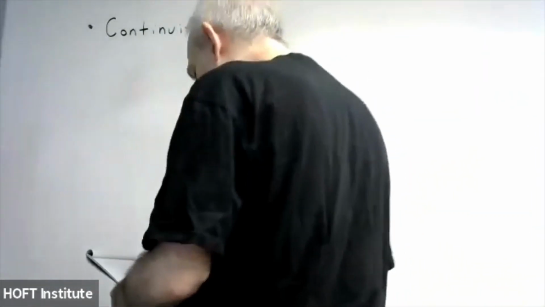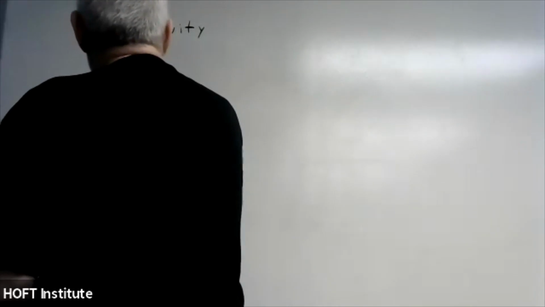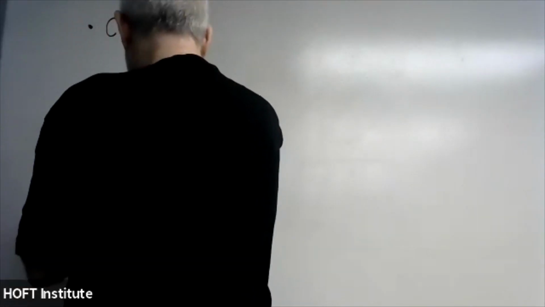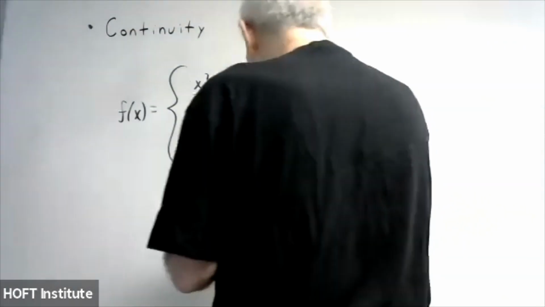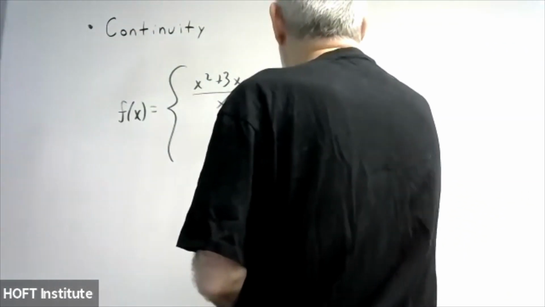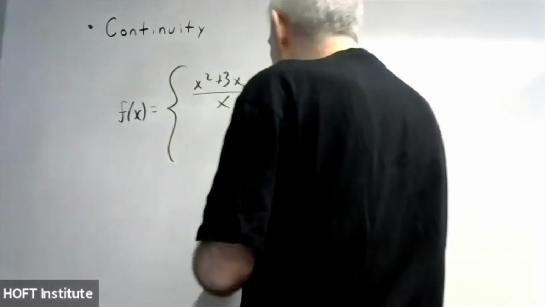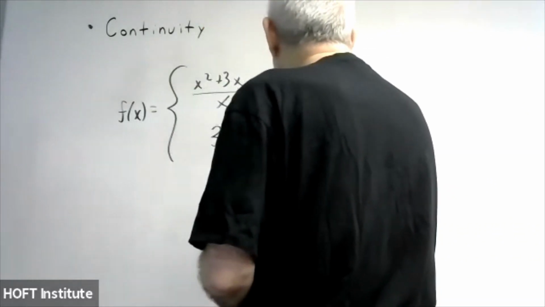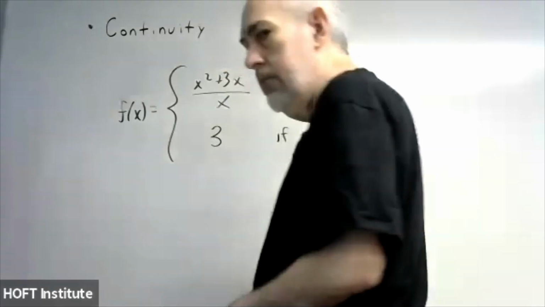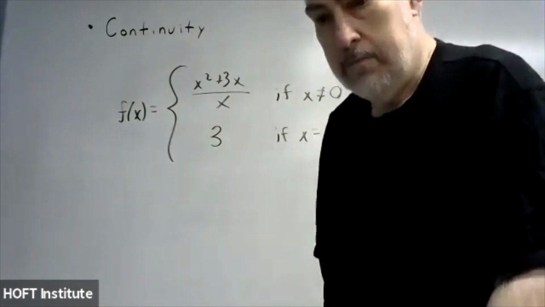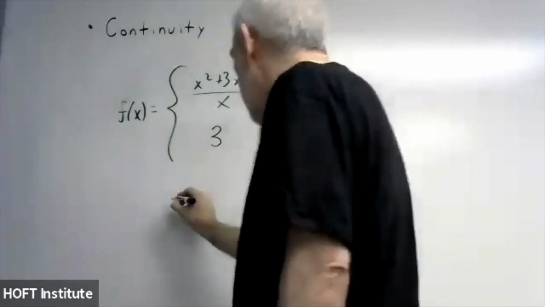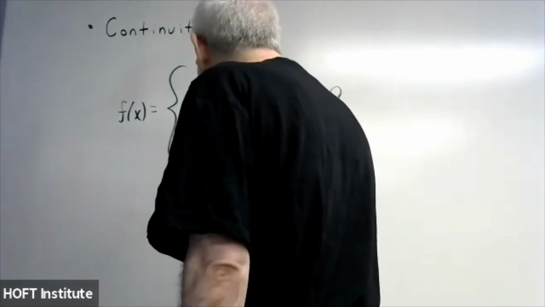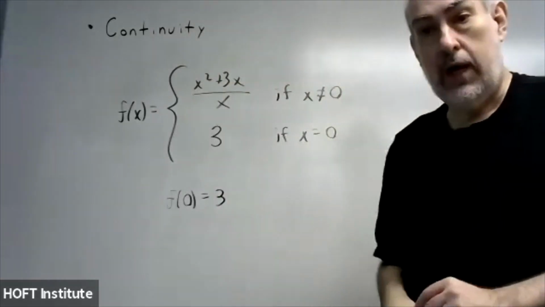Okay, another example. And this one's going to be a little bit more complicated. Okay, so it's the exact same equation as last time if x is not equal to 0. And now I'm giving it a value at x equals 0 of 3. So that fixes the first problem. If you plug in 0, we do get a value. f of 0 is 3. So it meets the first condition of continuity.